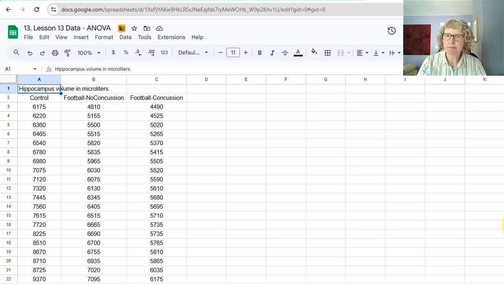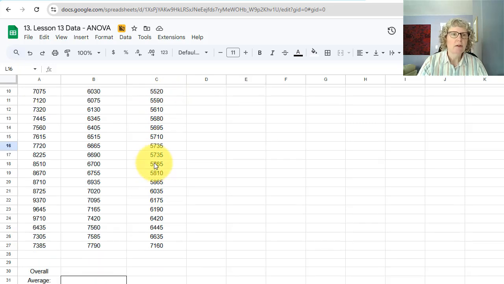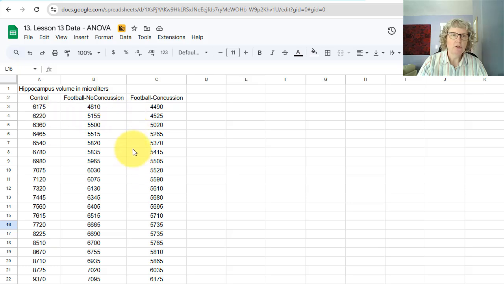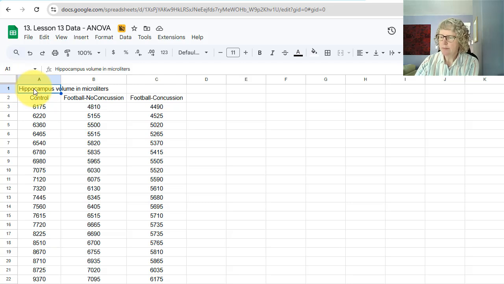So let's get our data. Here's our data sheet, and we can see we have the variable at the top, hippocampus volume in microliters. We have our control, our football no concussion, and football concussion group. And we have 25 in each group. So let's go ahead and enter all this in.